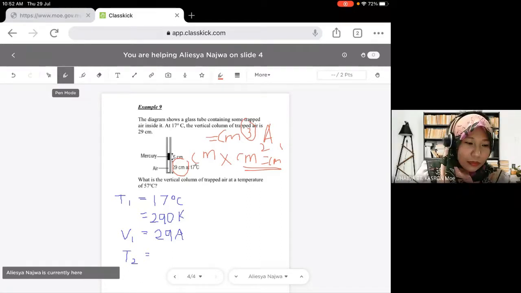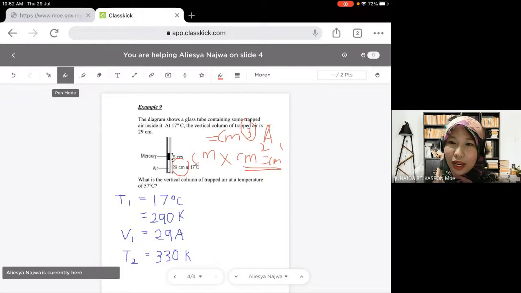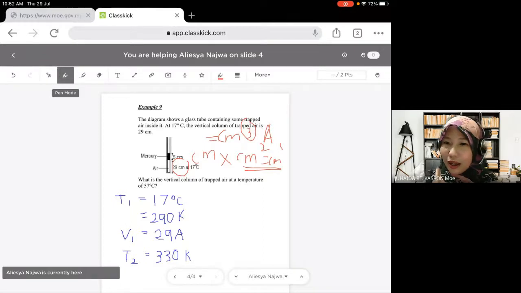Okay, write it down, Alisha. Filza, are you okay? Amni Iman, everything okay? Sophia Khadija, is it okay? Wan Huda Nabila? Yes, everything okay, teacher. Alright, so for V2, how to write that?